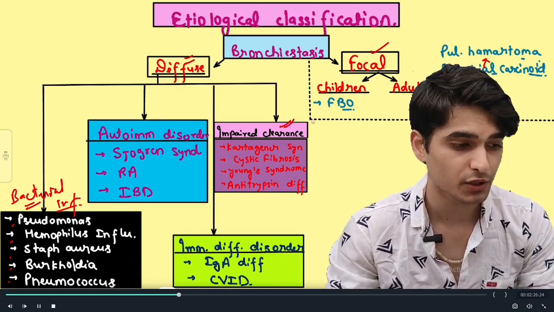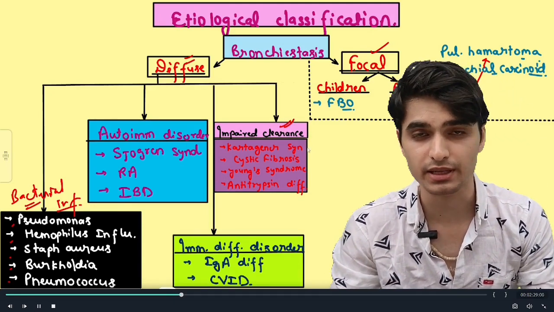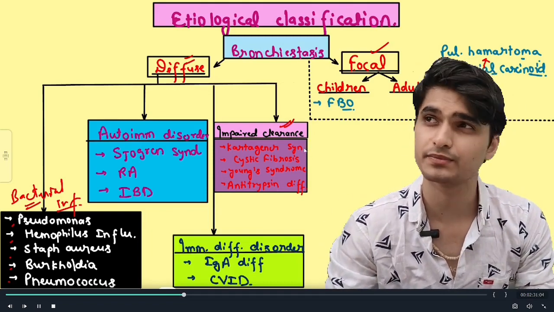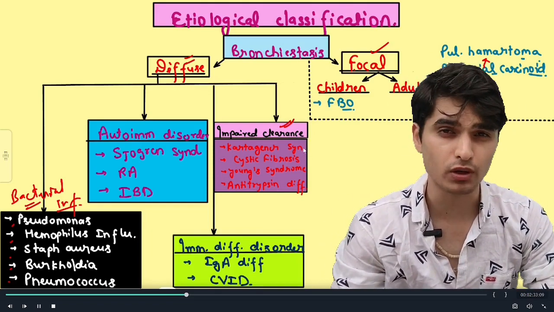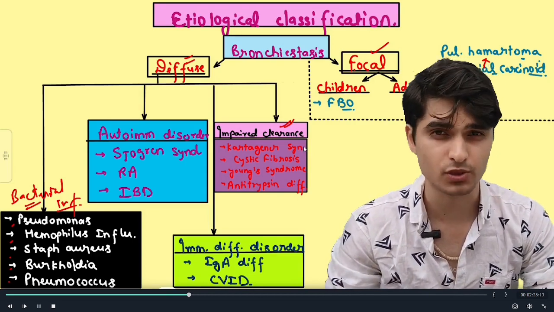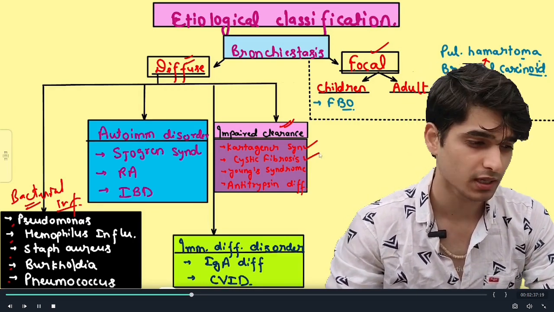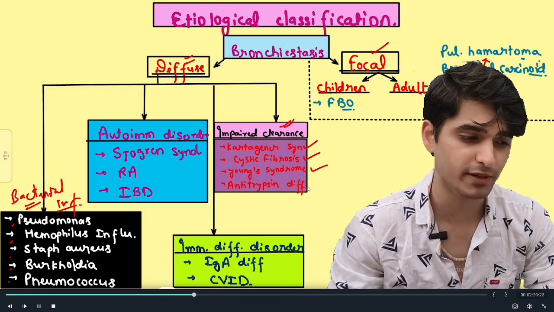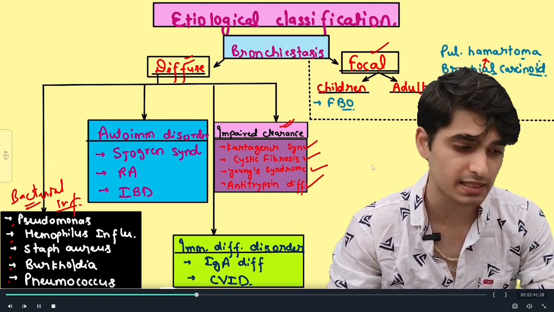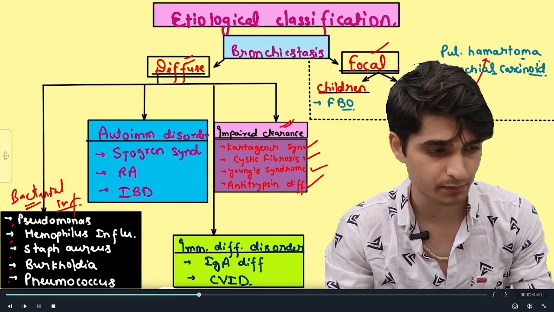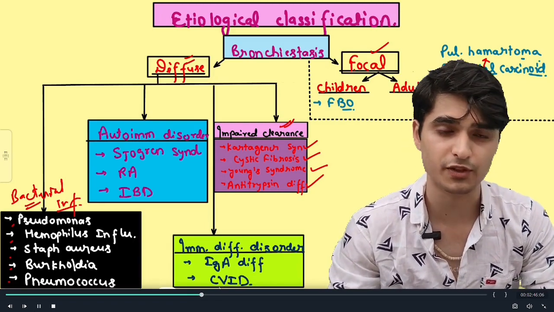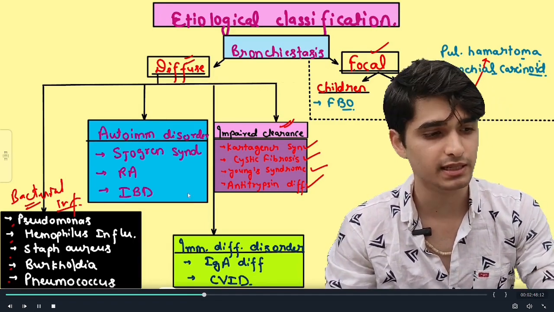And second etiology can be decreased clearance, right? The impaired clearance, right? And mucus is basically a source for what? For the growth of microorganisms, right? And examples can be Kartagener syndrome and cystic fibrosis, Young syndrome, and the last one is alpha-1 antitrypsin deficiency, right? And these all are etiologies with respect to impaired mucociliary clearance, right?